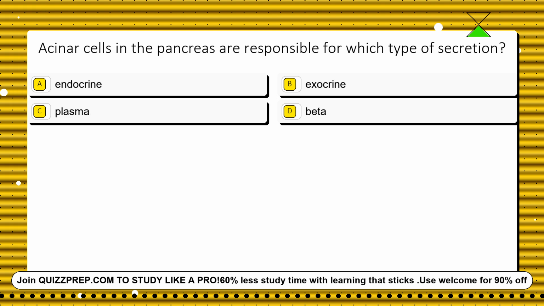Question 16. Acinar cells in the pancreas are responsible for which type of secretion? Option A. Endocrine. Option B. Exocrine. Option C. Plasma. Option D. Beta.